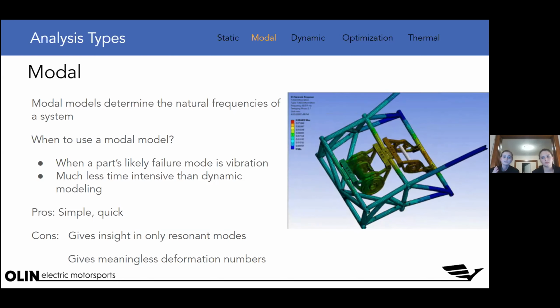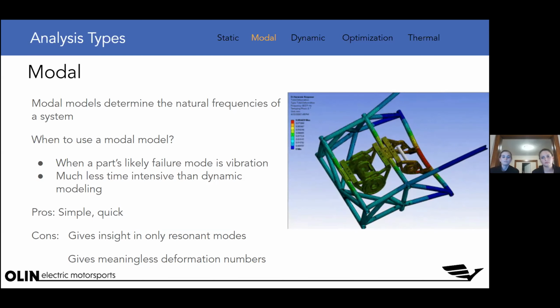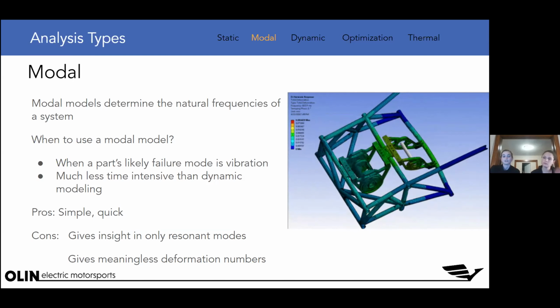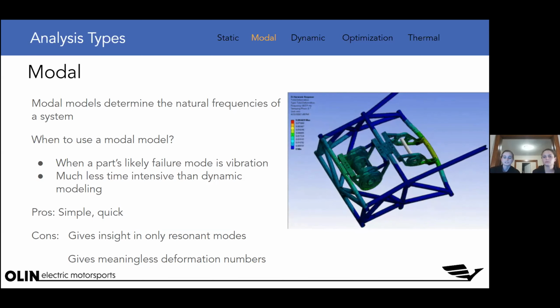So the pros of modal analysis is that it's really simple, it's quick. The cons are that it only gives you resonant modes. So if you want to see how your part reacts to other types of vibration, or just in general response to vibration, you won't be able to see that. It also gives you meaningless deformation numbers. It really just gives you those natural frequencies.